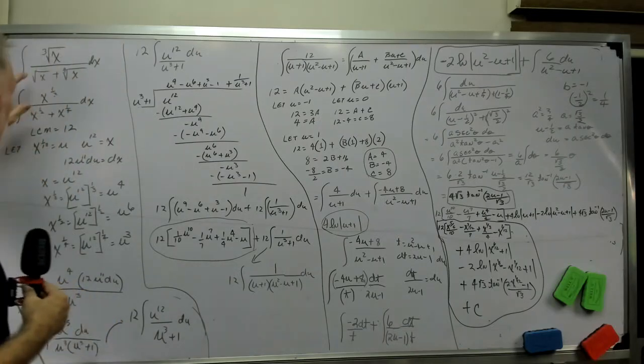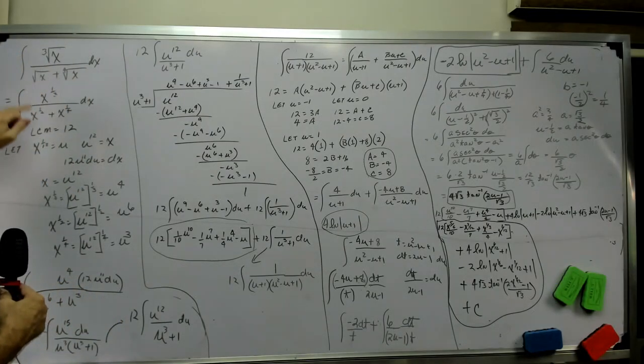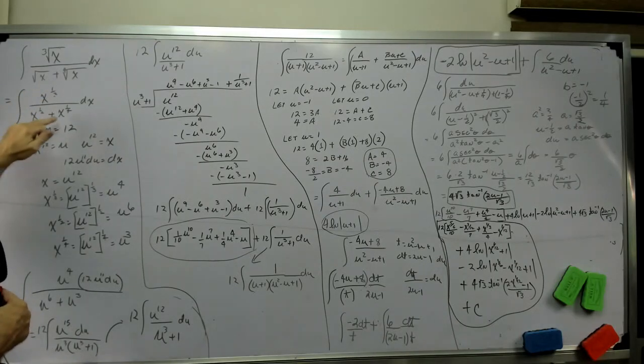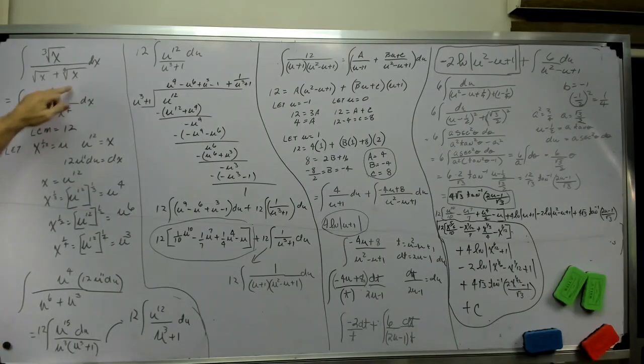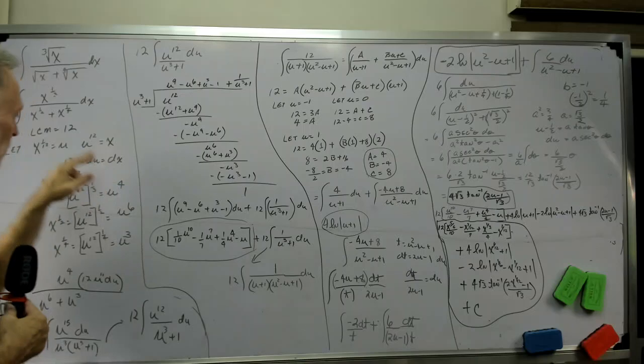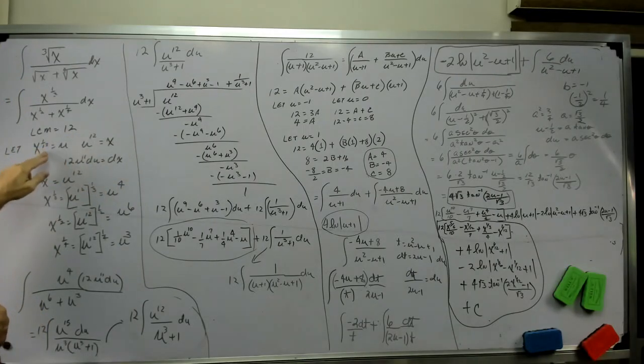All right, let's change the cube root of x to x to the 1/3, the square root of x to x to the 1/2, plus x to the 1/4. That's the fourth root of x. Now you'll notice we have a 2, 4, and a 3. So my least common multiple or least common denominator of that would be 12. So I'm going to take x to the 1/12 and set it equal to u.